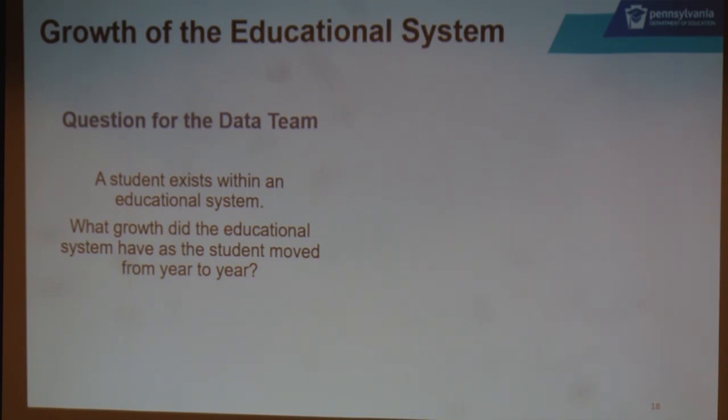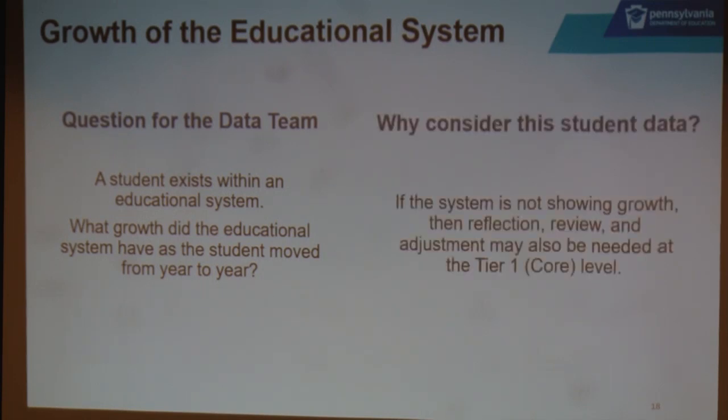This piece of data about the growth of the system is really saying, hey, I've got a student who is existing within our system. And so what's the growth of that system as that student has moved through our system? How effective have we been at making sure that student is within systems that are growing? So that's really why we want to look at that.